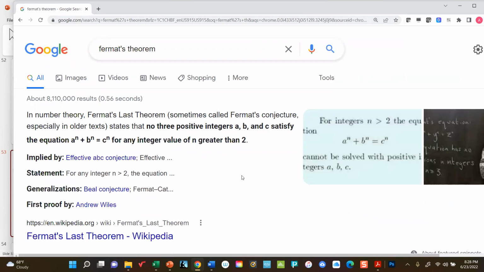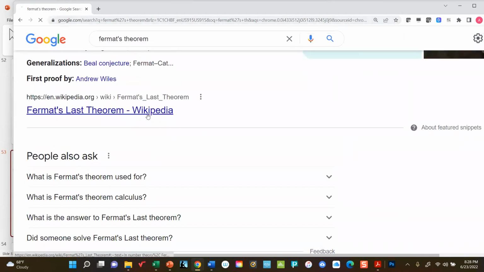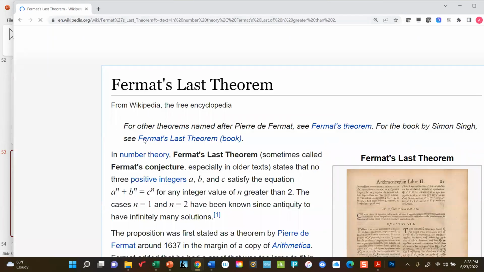This might be the one. It's called Fermat's last theorem. His conjecture states that no three positive integers a, b, and c satisfy the equation a to the n plus b to the n equals c to the n for any integer value of n greater than 2. But this is the one, I believe, that nobody could find the proof of.